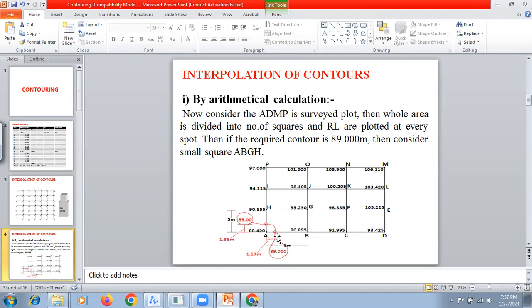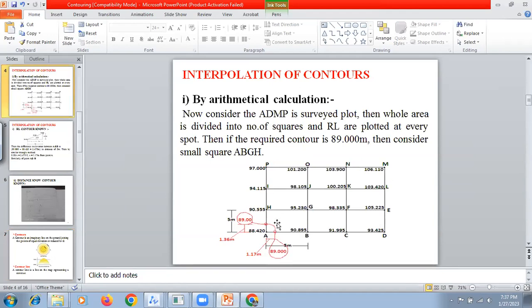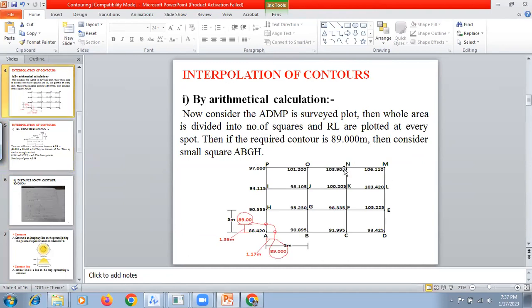Just now I told you this is the approximate method. Accurately, what you should do is the interpolation. Interpolation means, like this, your 89 point is here. From point A, how much distance should I take for the point 89? That we are supposed to calculate. Or from A to H, how much distance from A towards H does the point 89 lie?